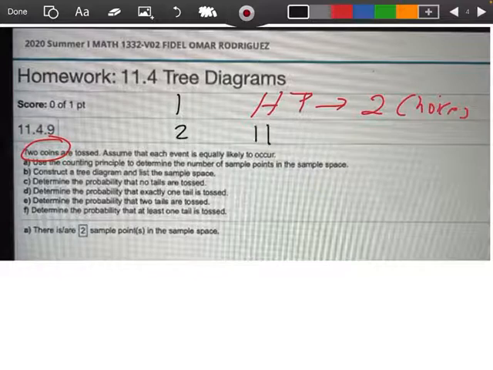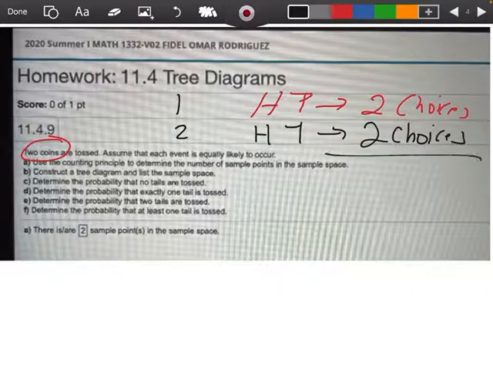And then the second coin, we can still get either heads or tails. So we still have two choices. And so for our sample space, we're going to take those numbers and multiply them, and we're going to end up with 4. So for my first answer for part A, we're looking at 4.